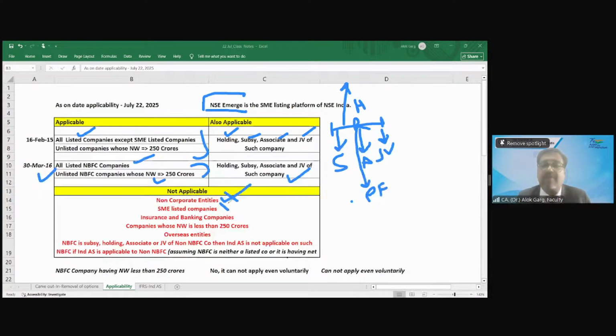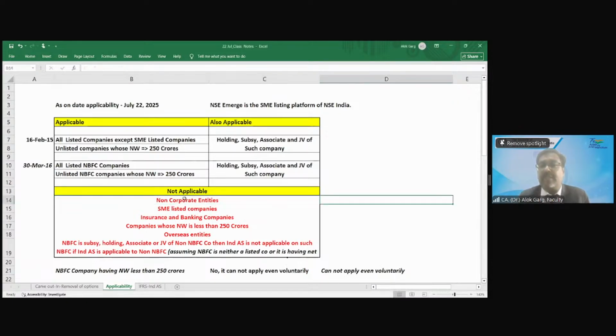Ind AS is not applicable to SME listed entity, right? Non-corporate entities cannot apply Ind AS even voluntarily. For SME listed companies, Ind AS is not applicable, but these entities can apply Ind AS voluntarily. Voluntarily apply कर सकते हैं, but applicable नहीं है.